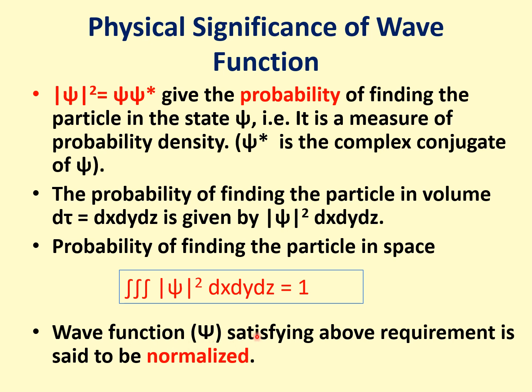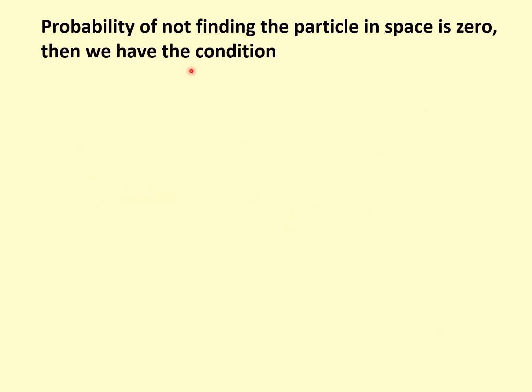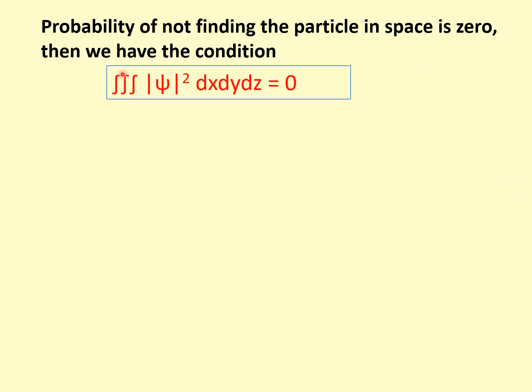and a wave function psi satisfying this requirement is known as normalized, and the probability of not finding the particle in the space is 0. Then we can say that the volume integral of psi square d tau equals 0.